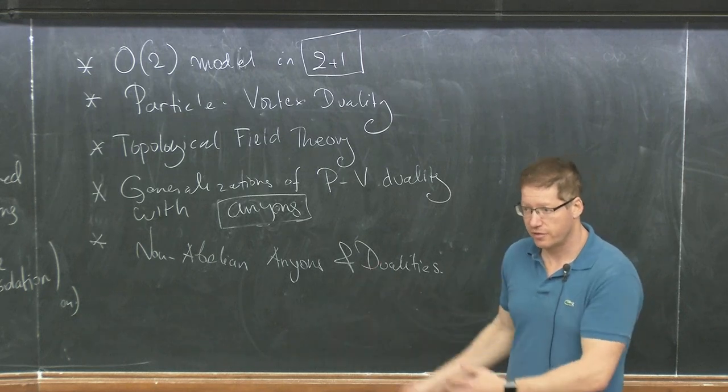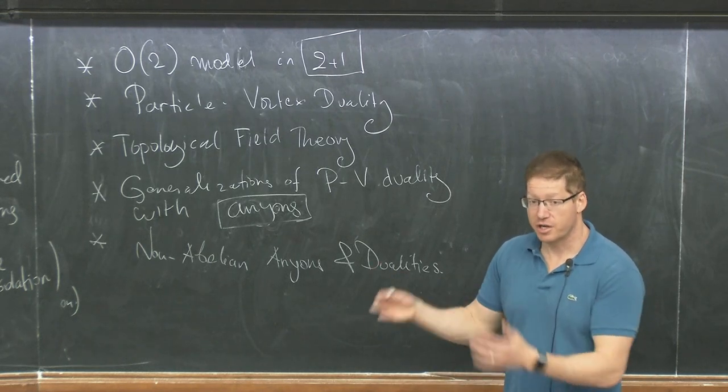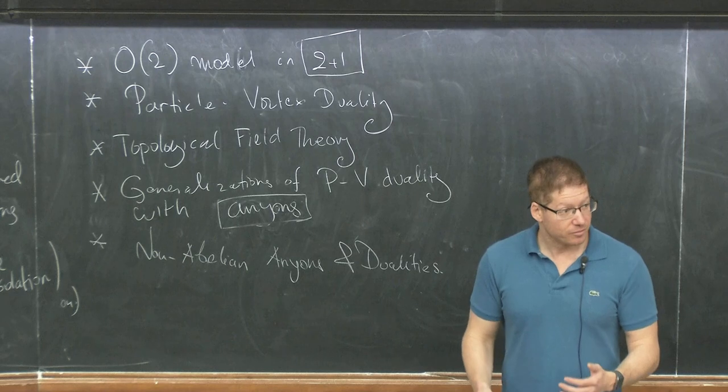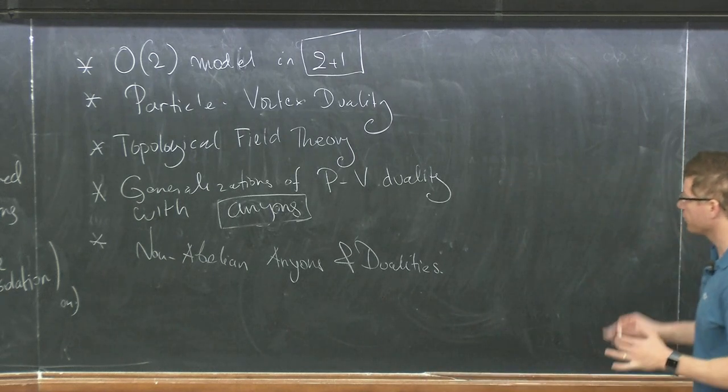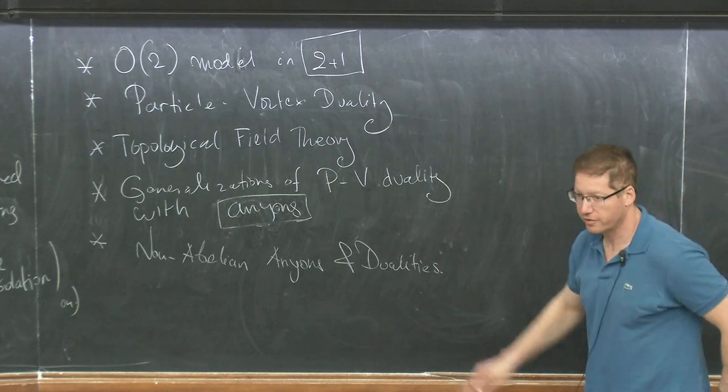There are also topological field theories in 3 plus 1 dimensions, but they're much harder to come by. They're not completely well understood yet, and so on. So the simplest known examples are in 2 plus 1 dimensions at the moment.